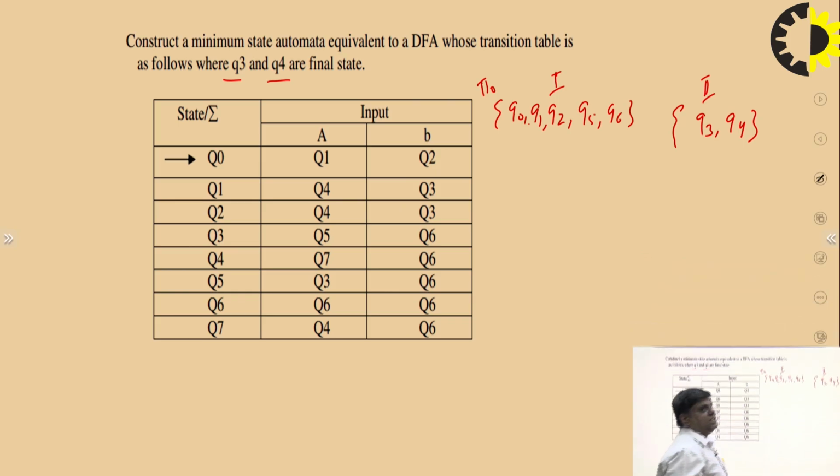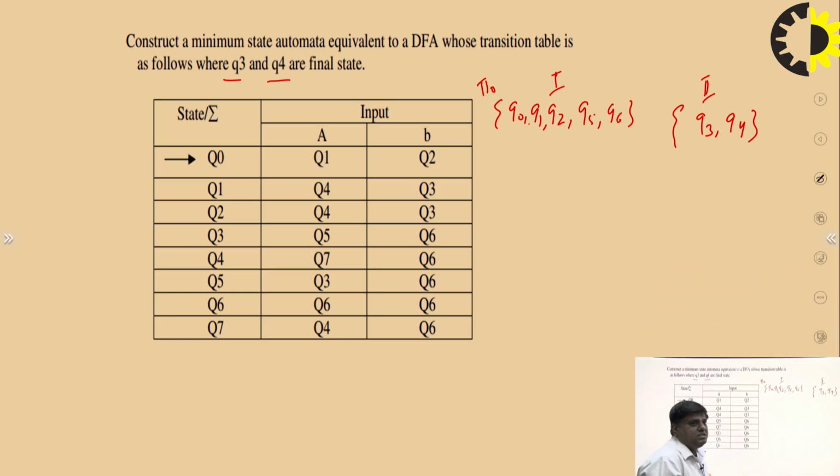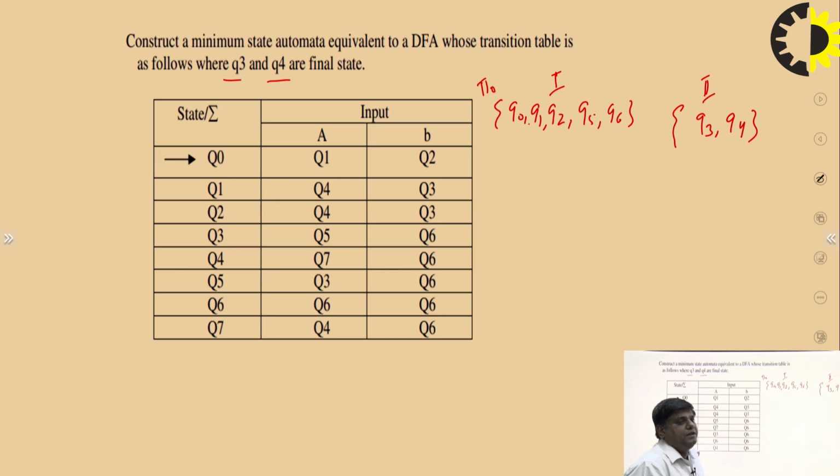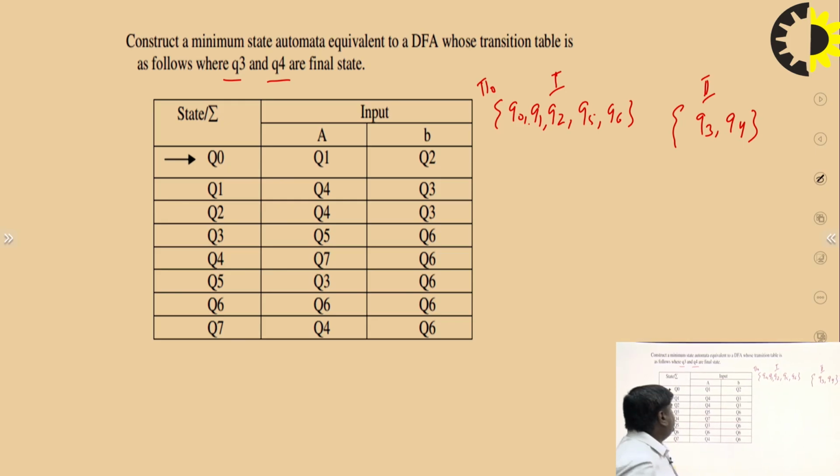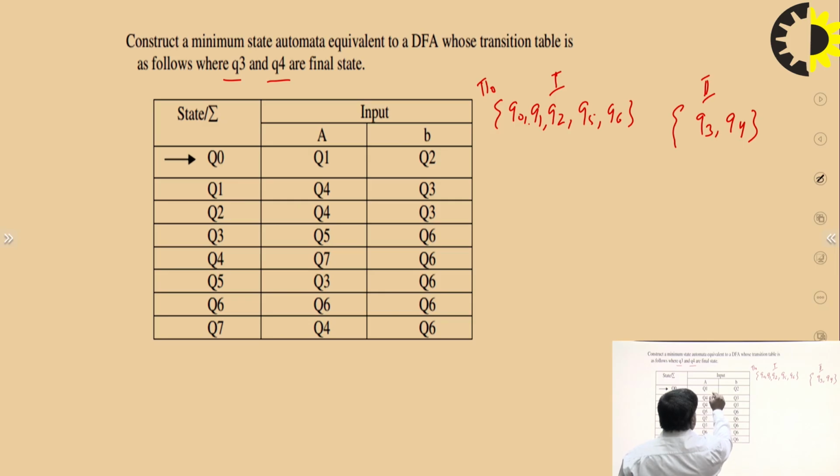And check the transition function or check the behavior of all states. If all n number of states have the same behavior, then they lie into the same set. Now we check Q0, Q1, Q2. Q0, that is Q1, that is set 1. Q2 again, that is set 1.